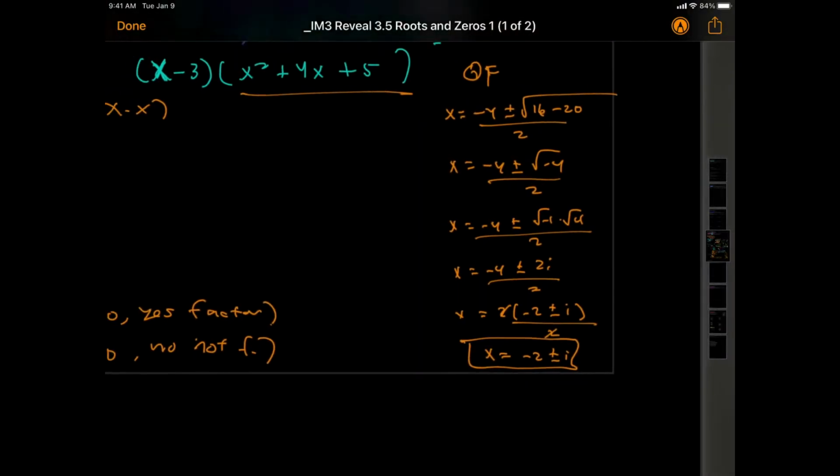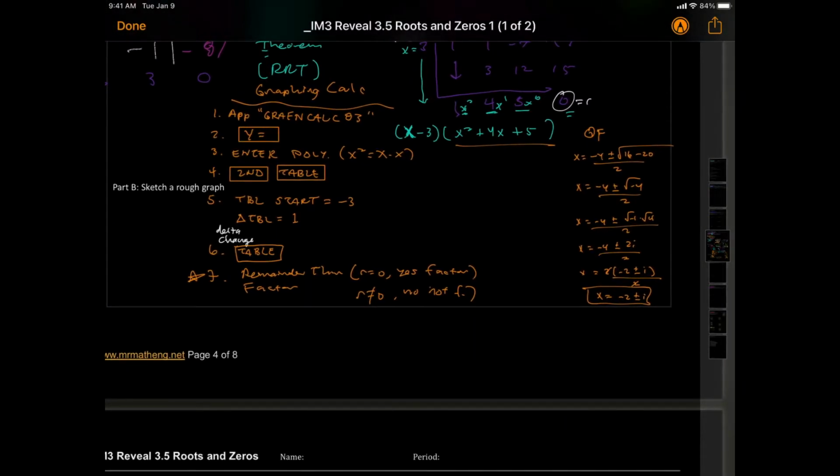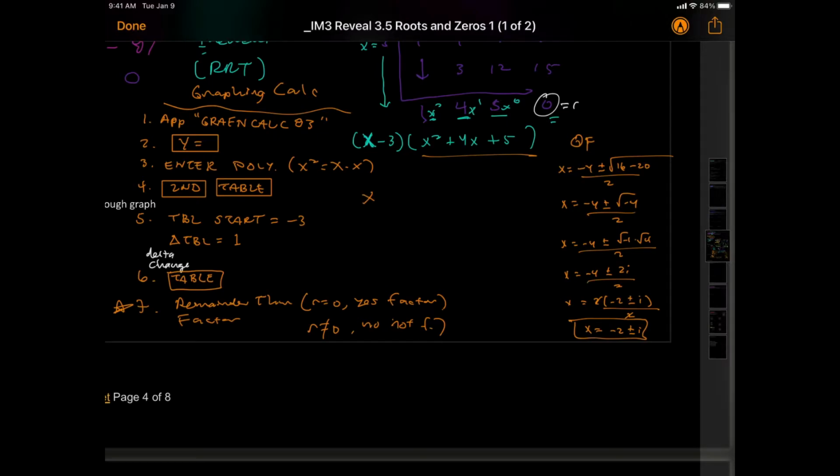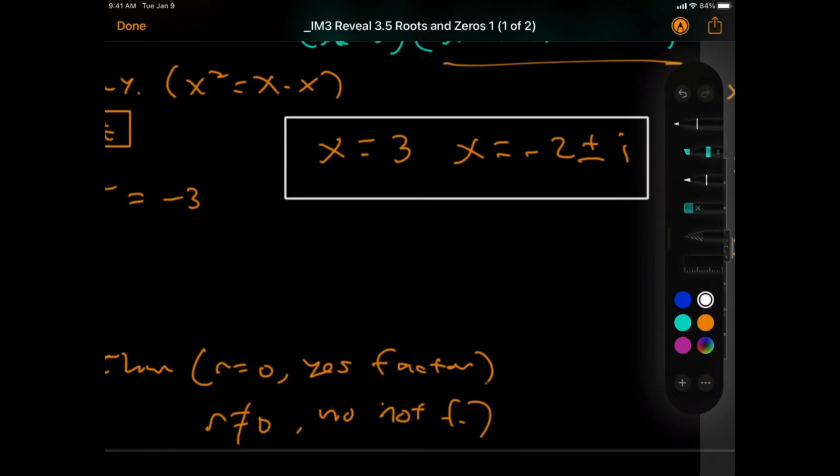Okay, what's the big deal with that? That just means when you solve these, you have 3 solutions. x equals 3, and x equals negative 2 plus or minus i. Change my colors here. And the big idea is that this is one real. That's positive. And this one here is 2 imaginaries, because it has i in it.